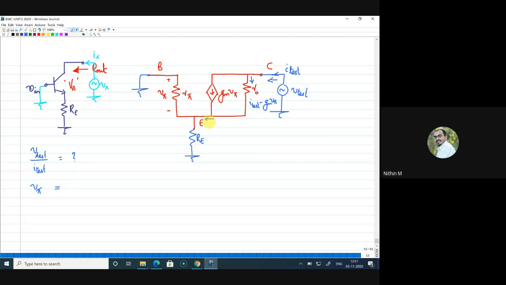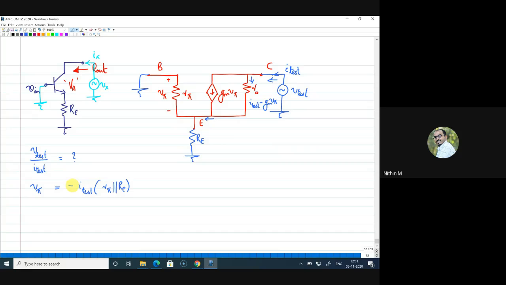So how can I write V pi? Itest into Re parallel R pi, because both are in parallel, right? But there is one difference. Current is flowing through like this into R pi and Re, but we marked V pi as plus minus in this form. So I need to put a minus sign. Very good, Manjunath. So your V pi is minus Itest into Re parallel R pi.